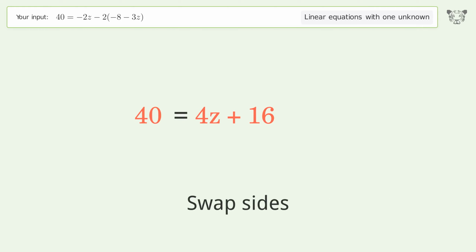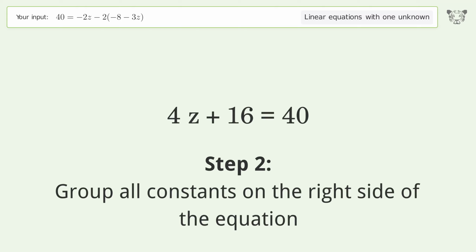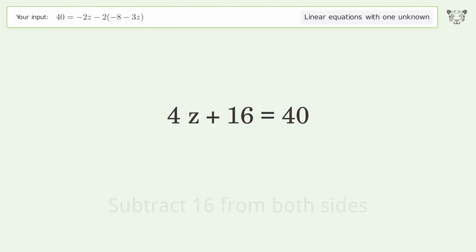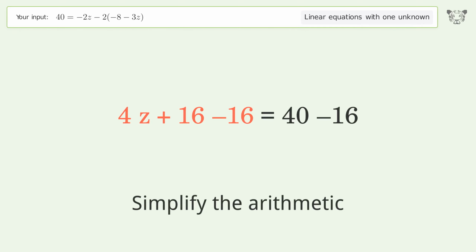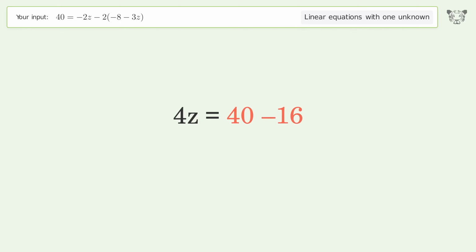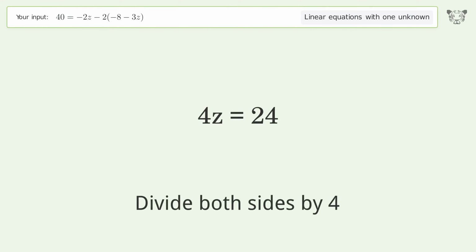Swap sides. Group all constants on the right side of the equation. Subtract 16 from both sides. Simplify the arithmetic. Isolate the z. Divide both sides by 4.